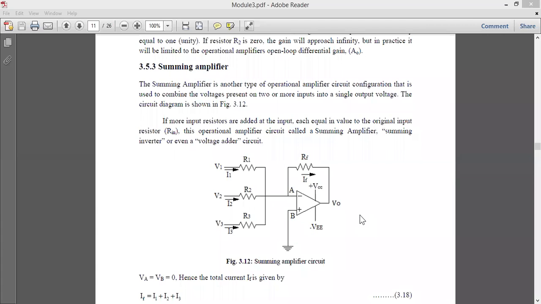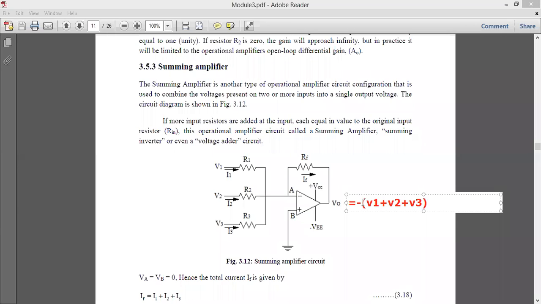We should have some voltage at V0, right? So what should V0 be equal to? It should be equal to V1 plus V2 plus V3. I should get this voltage when I measure at the output terminal of the op amp. But here it is not only V1 plus V2 plus V3, it is minus of (V1 plus V2 plus V3).